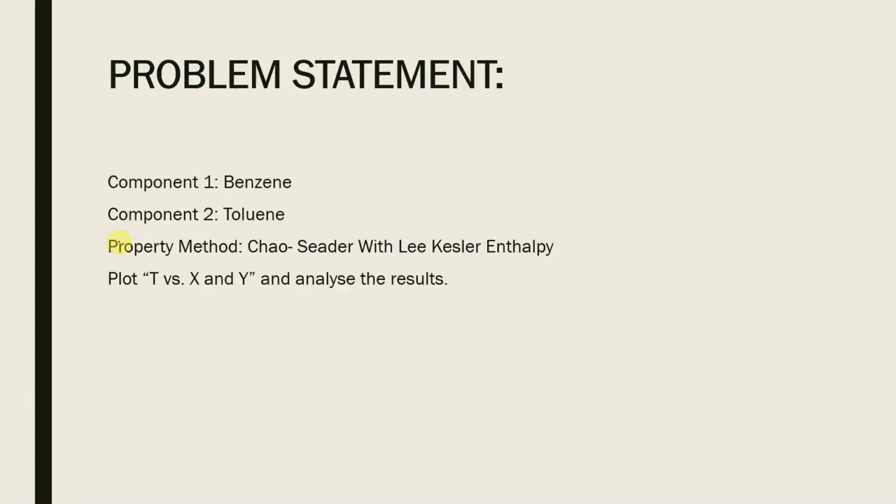Let us see the problem statement for today. Component 1 will be benzene, component 2 will be toluene, and the property method which we will use here is Peng-Robinson with Lee-Kesler enthalpy. The Peng-Robinson equation gives accurate predictions for light hydrocarbons and hydrogen, but it is limited to temperatures below 530 Kelvin. After entering the data, we will plot temperature versus mole fraction in liquid and vapor phase and then analyze the results like we did in the previous video. Let us now move to the Aspen Plus environment.